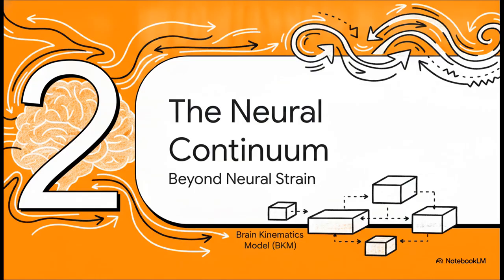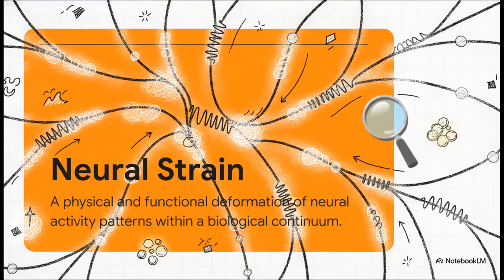Moving on to Section 2, the neural continuum. So how exactly does the brain organize all of this messy, flowing, non-stop activity? Well, to figure that out, we need to look at something called the Brain Kinematics Model, or the BKM for short. The BKM brings us this really fascinating concept known as neural strain. Picture a viscoelastic network in your head, kind of like a memory foam mattress, but built entirely out of neural pathways. Whenever a sensory input or a new experience hits your brain, it acts as a stressor.